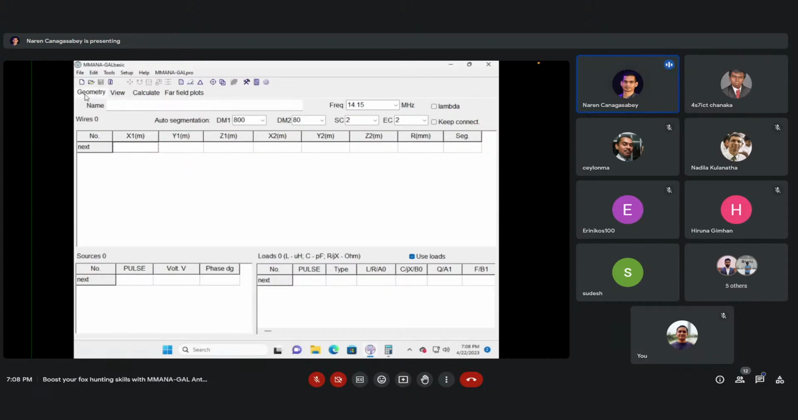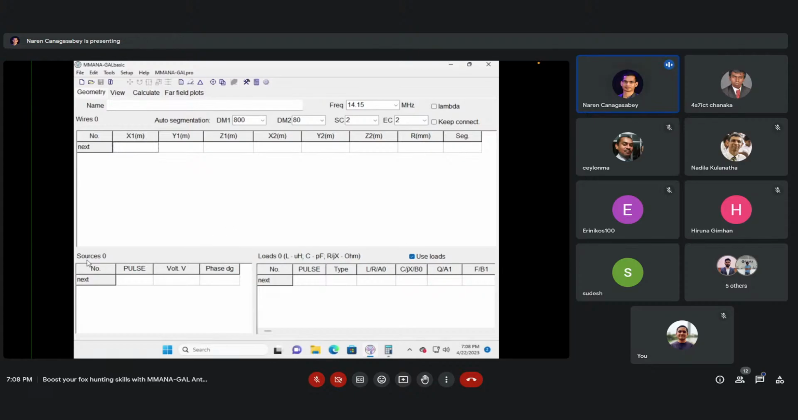The geometry tab, you can see X1, Y1, Z1, X2, Y2, Z2, and R millimeters and segment. So X1, these are actually coordinates in the X plane, the Y plane, and the Z plane. R is the radius in millimeters of the element, and the segment is the element.